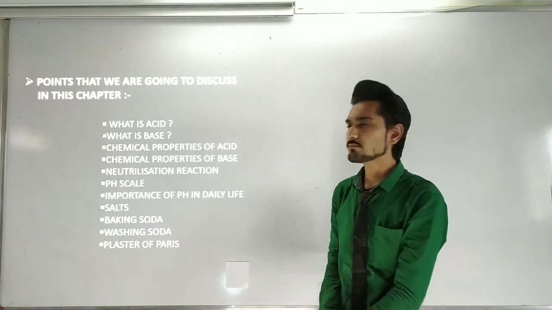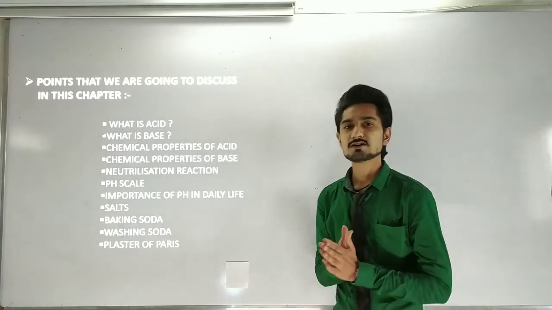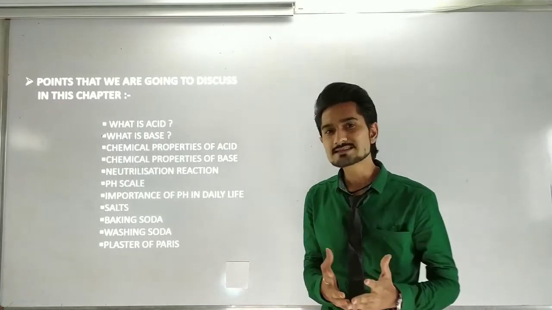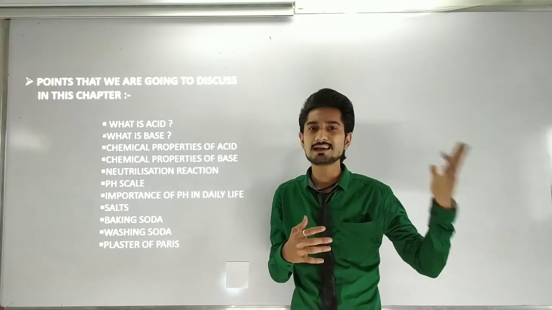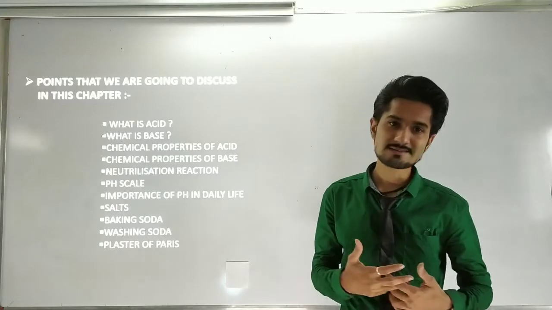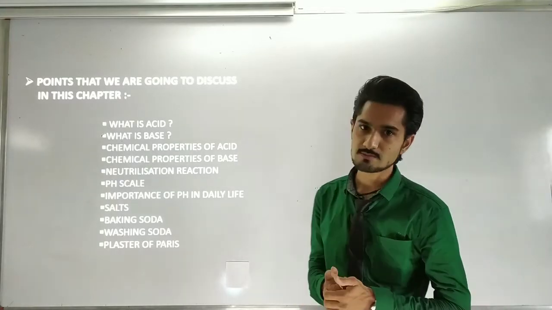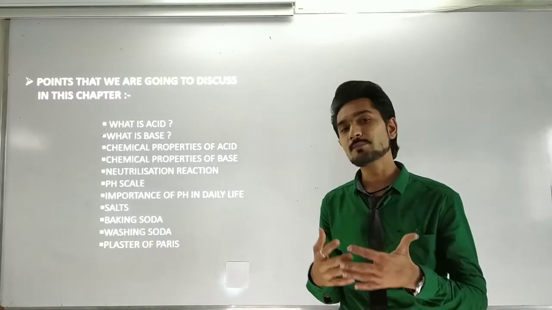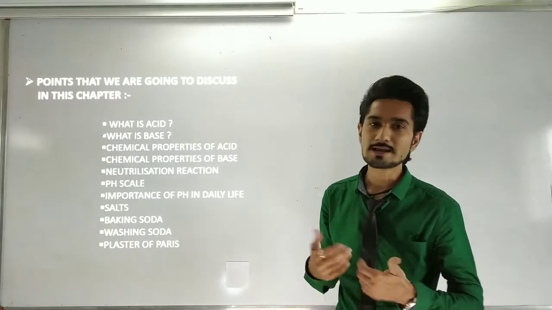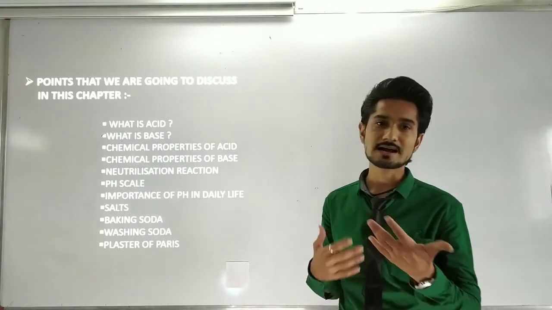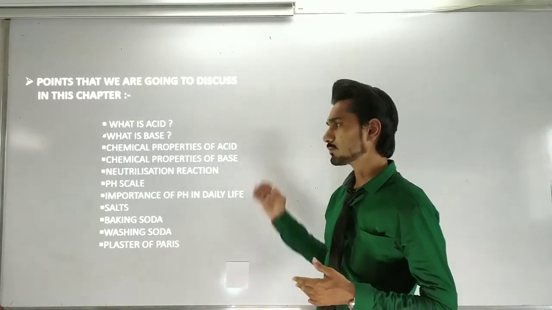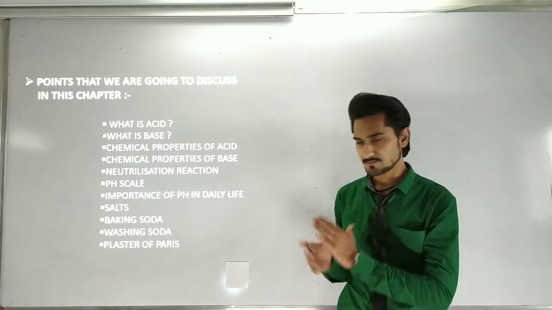After that we are going to study the chemical properties of acid. In that topic we are going to study what happens when some acids react with some elements or materials. Basically, in this study of the chemical properties of acid, we will see what happens when an acid reacts with a metal, with a metal oxide, with a metal carbonate, and with a base. These are the chemical properties of acid we are going to study.